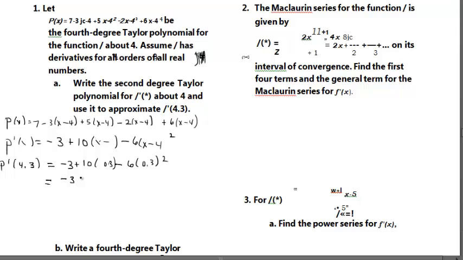This would be negative 3 plus 3 minus 6 times 0.09. I squared the 0.3. So I'm left just to multiply right here. These will cancel. Negative 0.54.